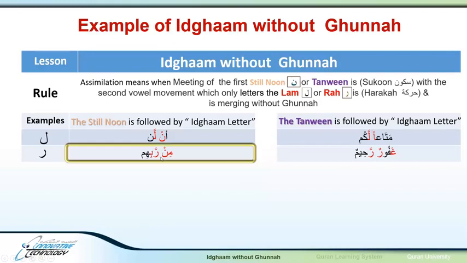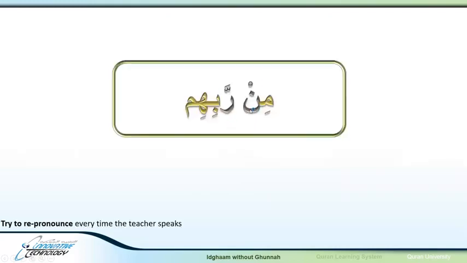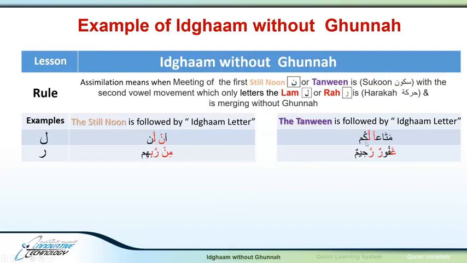Second example, min rabbihim, the same example we used before. Noon sakinah followed by ra with fatha, merged together: min rabbihim. So it is pronounced as min rabbihim, but still written as a noon and a ra. We pronounce it as if there is no noon. Min rabbihim.